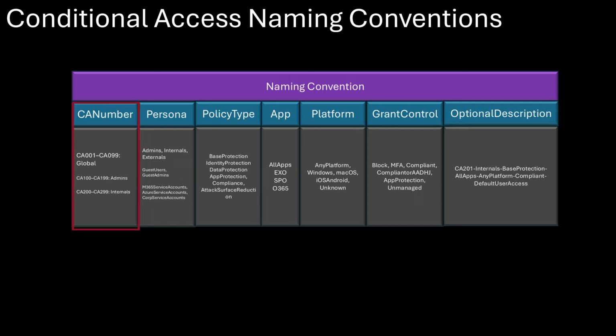Let's start with CA number. This number isn't just decoration. It helps you sort and group policies by category. You can even reserve number ranges for different user personas. For example, CA001 to CA019 for the global, CA100 to CA199 for admins, CA200 to CA299 for internals, and so on. It keeps things structured and lets you identify policy types at a glance.